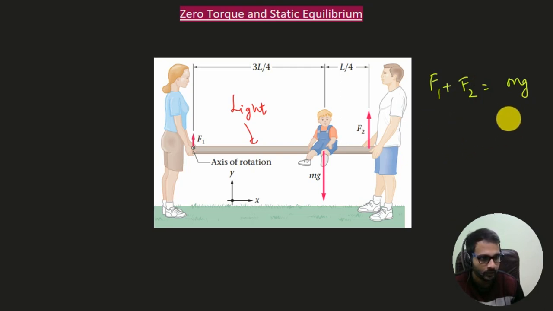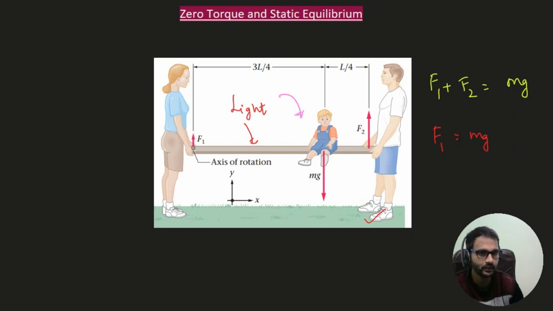Now, but this condition does not always ensure that the plank will remain in static equilibrium. Consider the situation. Suppose the parent on the right side releases the plank and the parent on the left side increases the force F2 to equal mg. Now still the net forces are balanced, but the plank is going to rotate in the clockwise direction.